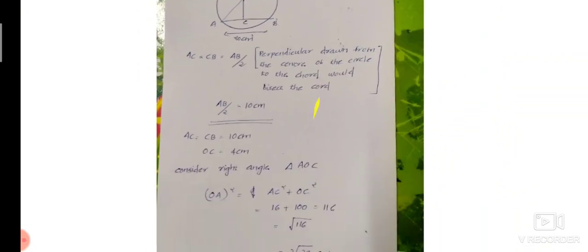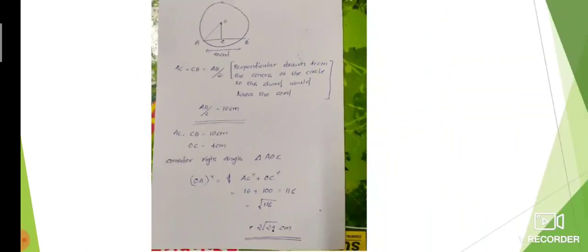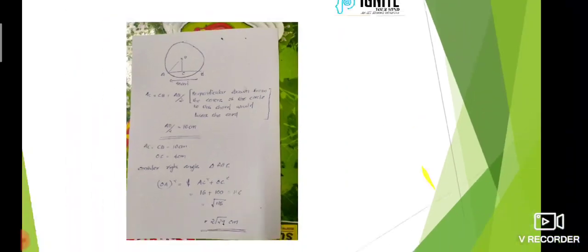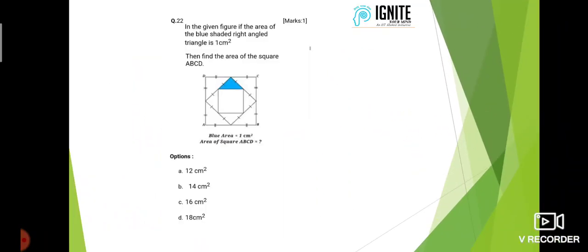Now you may consider the right angle triangle AOC. You can apply the Pythagoras theorem and obtain the radius of this particular circle. So OA square is equal to AC square plus OC square, which is equal to 16 plus 100, which means you get the answer as 2 root 29 centimeters. I hope this question is clear, right? So we'll move on with the next question.